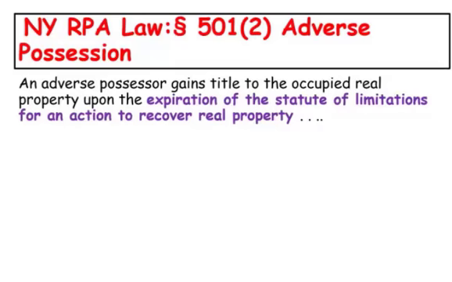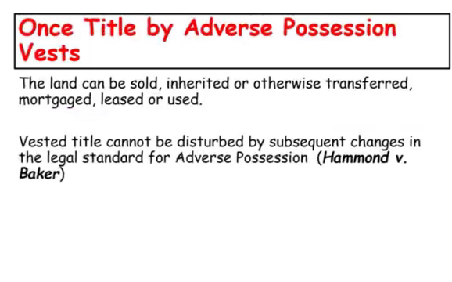Now let's talk about what the consequences are of this statute of limitations expiring. Once title is acquired by adverse possession, the adverse possessor is the owner in every way we think about ownership. The adverse possessor can sell the land, can pass it to their heirs, or leave it via will, can otherwise transfer it, can give it to somebody, can mortgage it, can lease it, can use it, etc. And once title vests by adverse possession, as we saw in Hammond v. Baker, even if the adverse possession law changes later on, that doesn't disturb the title that has already passed to the adverse possessor.